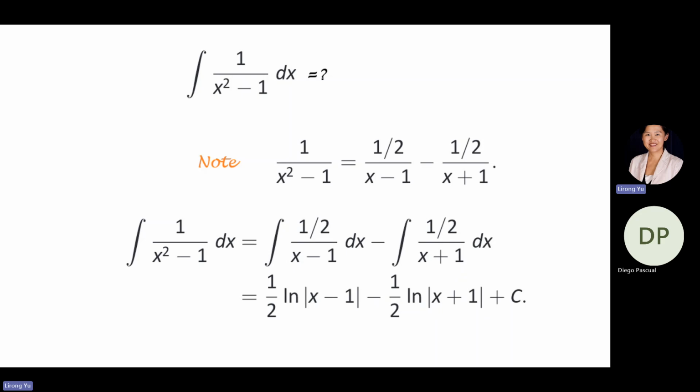As you can see, the effort in solving this question is in the decomposition. So the equation is 1 over x squared minus 1 equal to 1/2 over x minus 1 minus 1/2 over x plus 1. That is the main thing. If you already have that, then following that, the integration will be a process of using the logarithm differentiation formula.